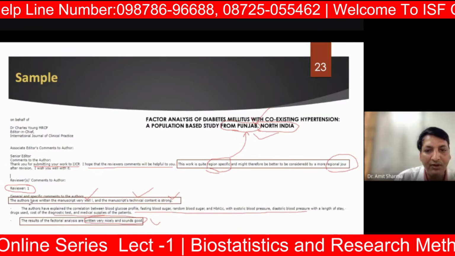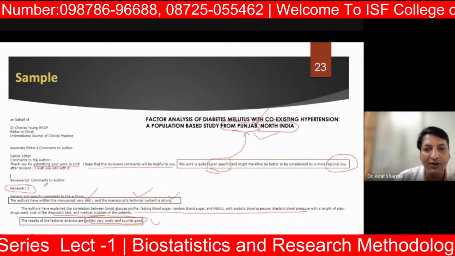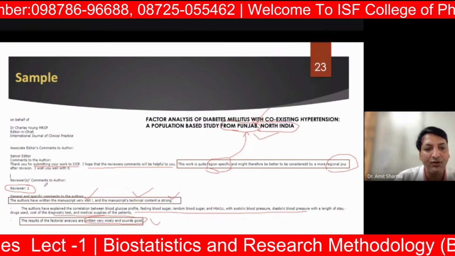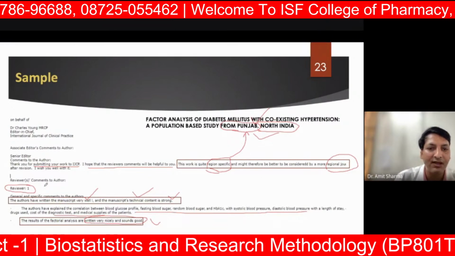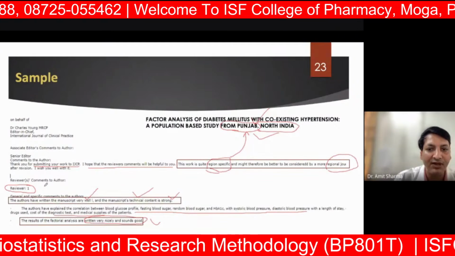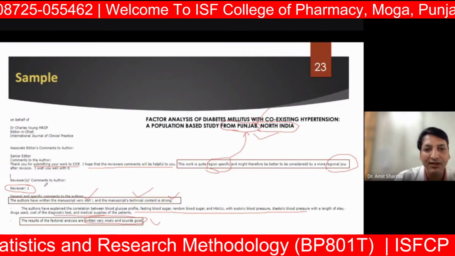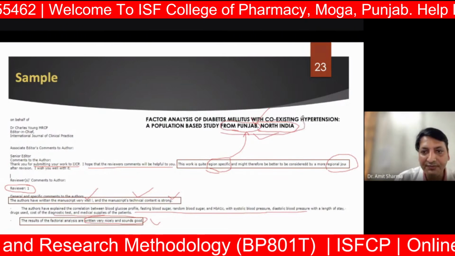There were 3 reviewers in that particular journal. All 3 reviewers gave a very good comment, and all 3 recommended publishing the article in the upcoming issue. But the senior editor and the chief editor of the journal rejected this particular paper because of these 2 words.